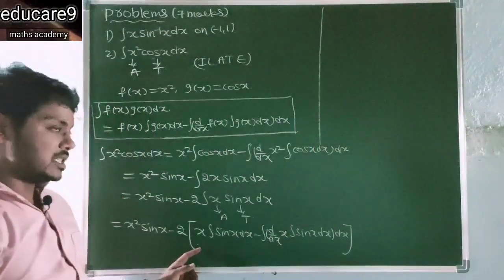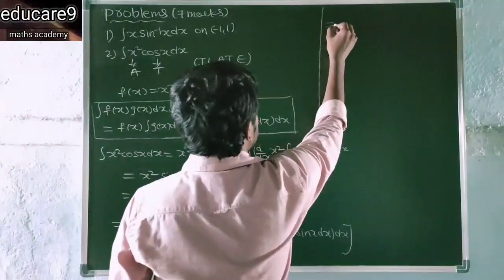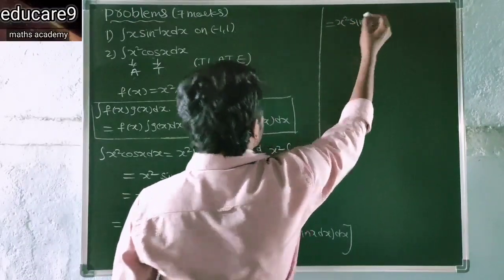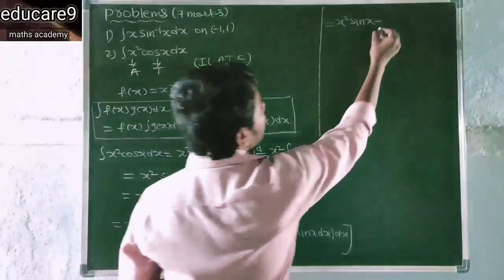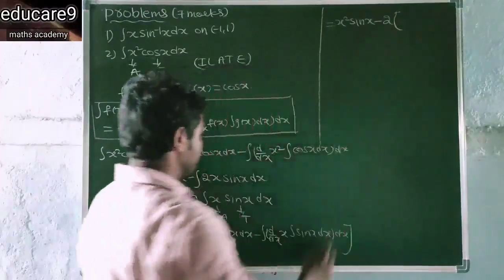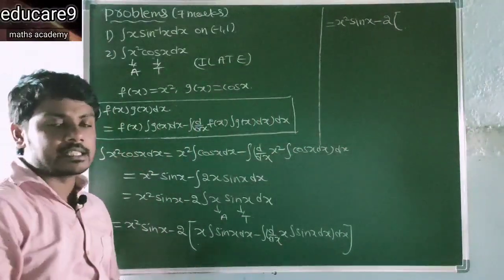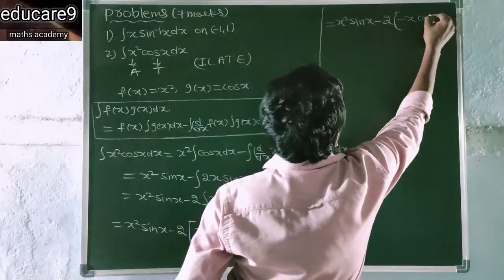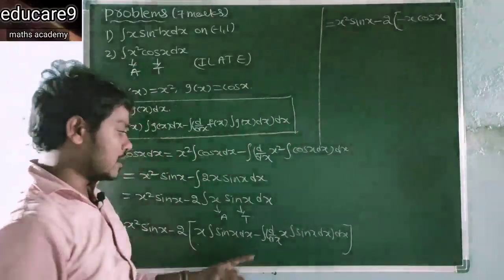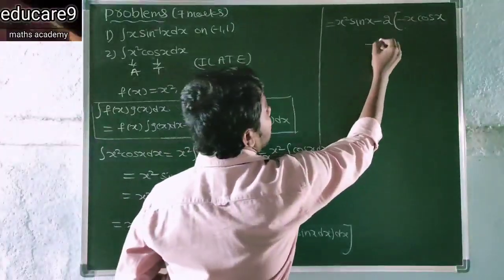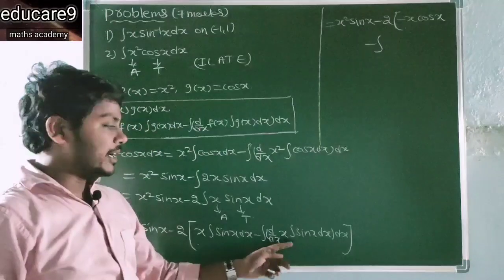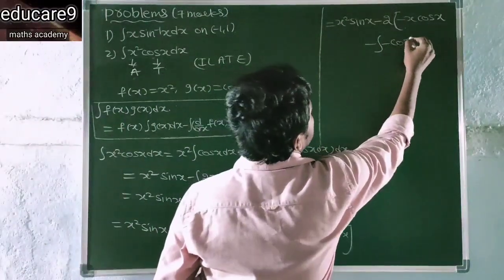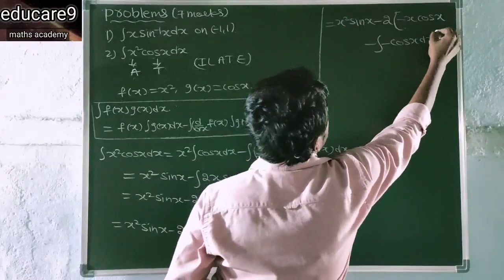So therefore this is x square sin x minus 2 into x into integration of sin x, that is minus cos x. So that is minus x cos x. Okay. So minus integration of derivative of x, that is 1, into integration of sin x, that is minus cos x dx.